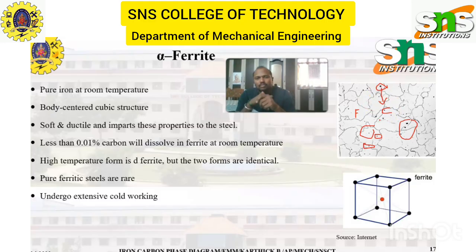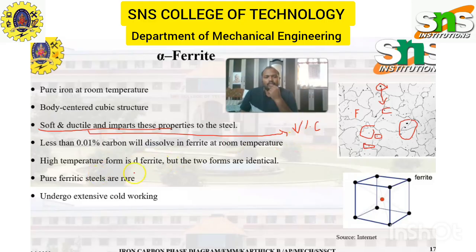The next point is that it has a body centered cubic crystal structure, as we saw in the previous slide. As I already said, less than 0.01% of carbon can be dissolved in ferrite at room temperature, and it is very soft and ductile, which is due to the low percentage of carbon.